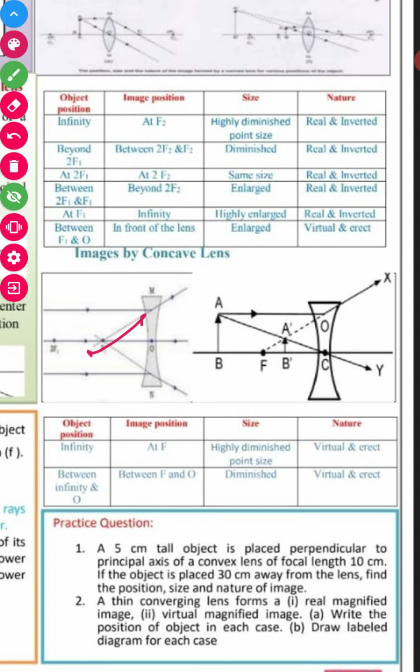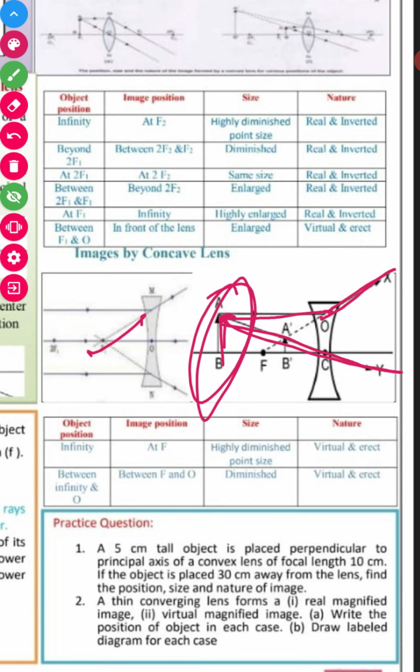Another diagram we have is when the light passes through this and bends towards like this, and this second ray passes through the optical center, coming back to the optical center. Where these two points meet, the image formation takes place, and this is again virtual and erect.